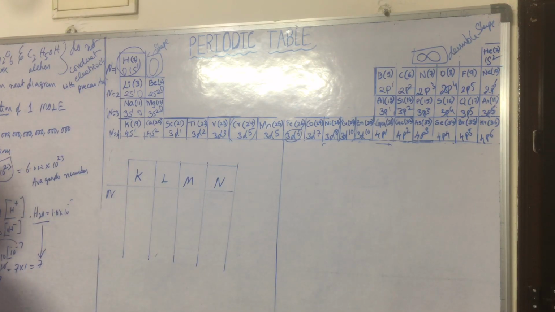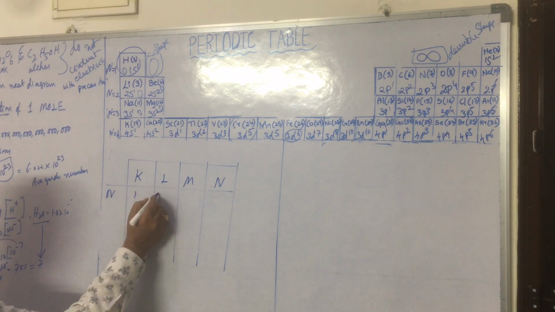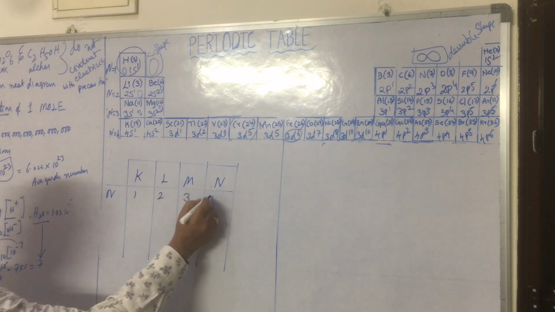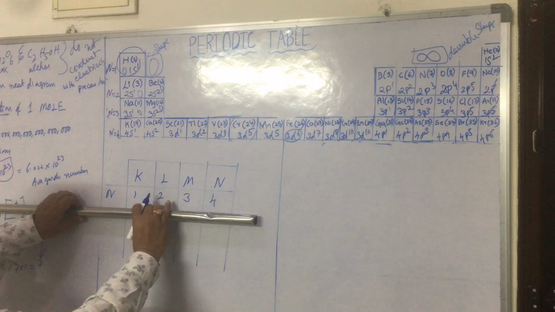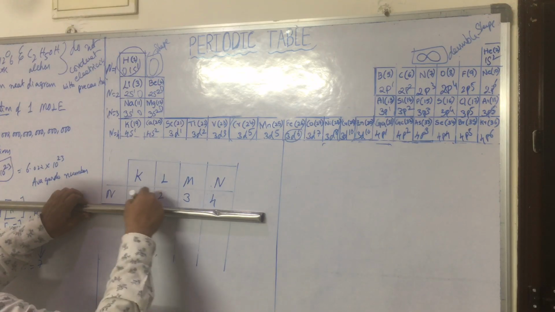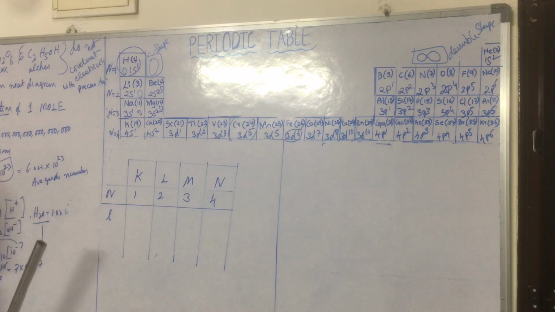N, what is N? In the K place, what is there? 1, 1, 2, 3, 4, in that way it will increase. And next N after, what is that? L. L is equal to how many? Those are the natural numbers.